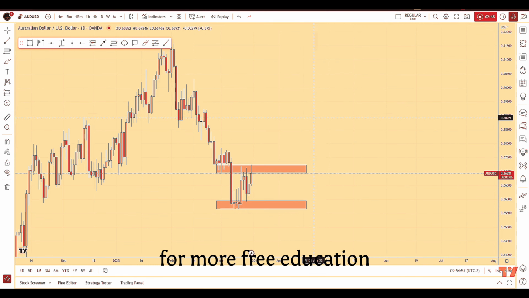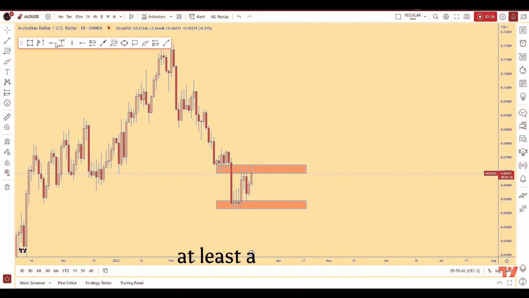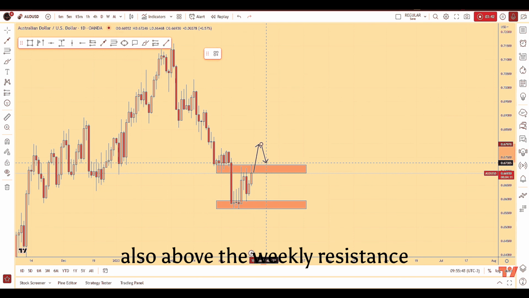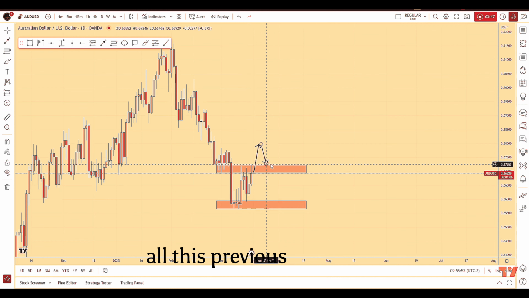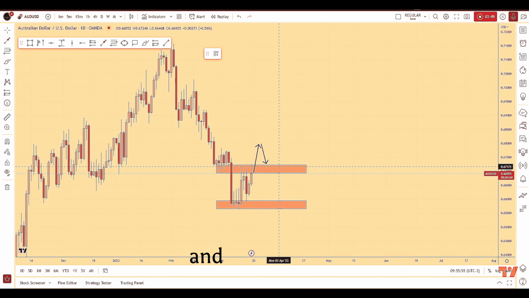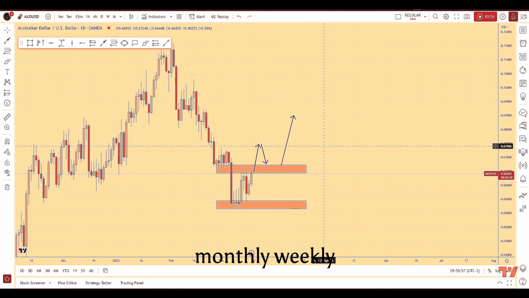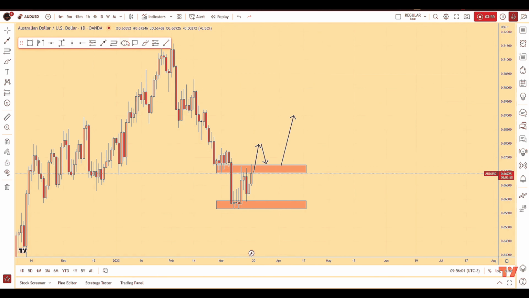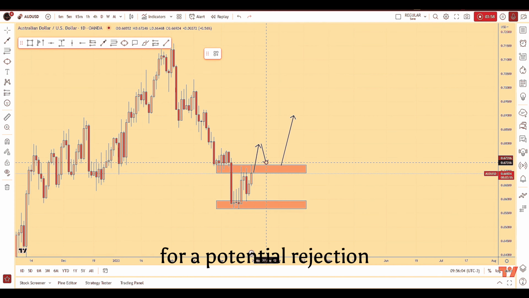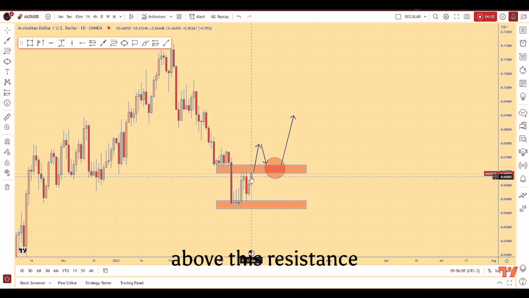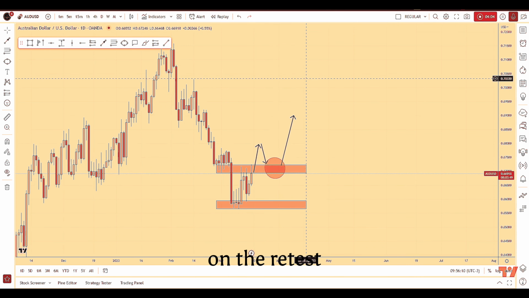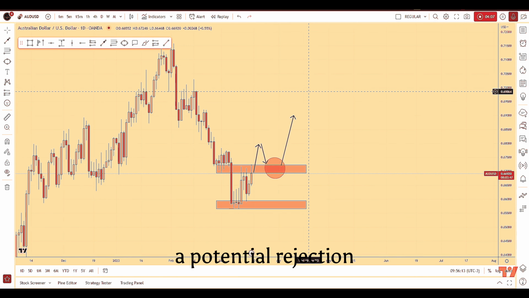However, there is at least a possibility to see the market, if it will break above this resistance and break at that point also above the weekly resistance, shift back to a bullish market, because after the break, all this previous resistance would become support here, and at that point the monthly, weekly and also daily with the COT data would all be aligning for a potential rejection to the upside. So we don't know if the market will break above this resistance, but if we do get the break and the retest, that is how we could be approaching a potential rejection to the upside.